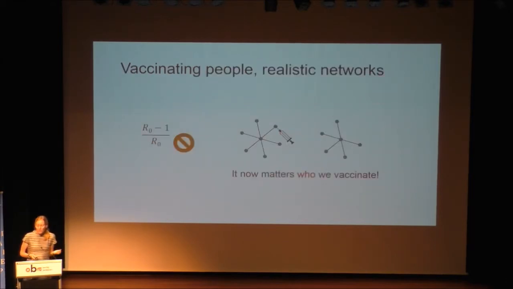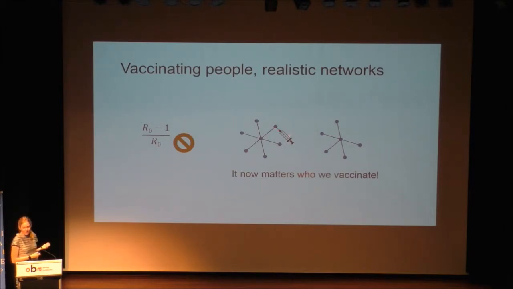However, we also discussed that this assumption didn't really hold up. When we're looking at realistic networks of contacts between people, this vaccination rate is no longer so useful, because it actually matters who we vaccinate, not just how many people we vaccinate. And in this very, very small example of a network, we can illustrate this by the ideas that Nelly was talking about.